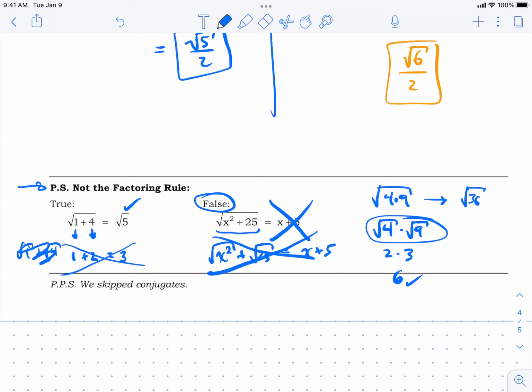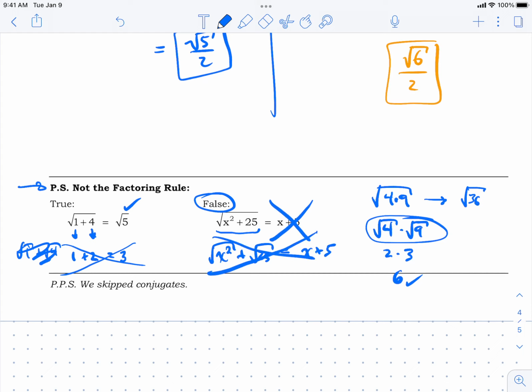If you see something like an x squared plus 25 in the square root, keep in mind, however you do it, that there's nothing you can do there. There is absolutely nothing you can do there. There's no way to simplify that. Leave it alone.